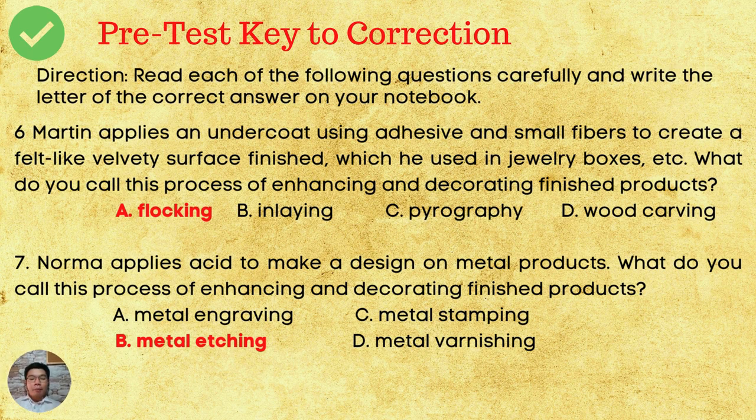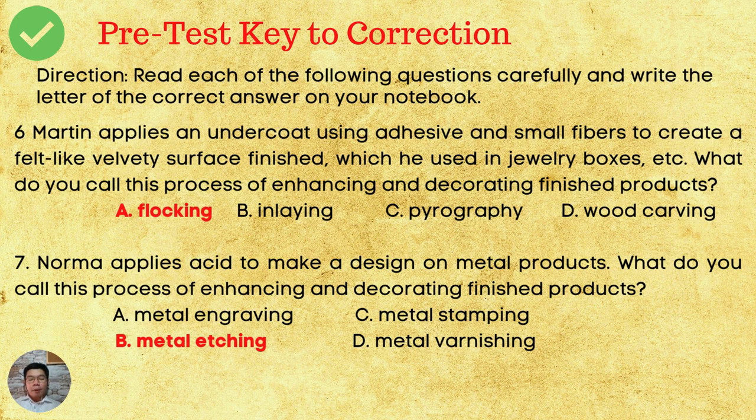Six, Martin applies an undercoat using adhesive and small fibers to create a felt-like velvety surface finish, which he used in jewelry, boxes, etc. What do you call this process of enhancing and decorating finished products? The answer is letter A, flocking.